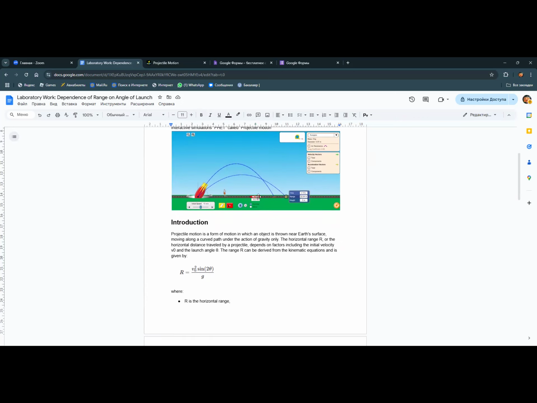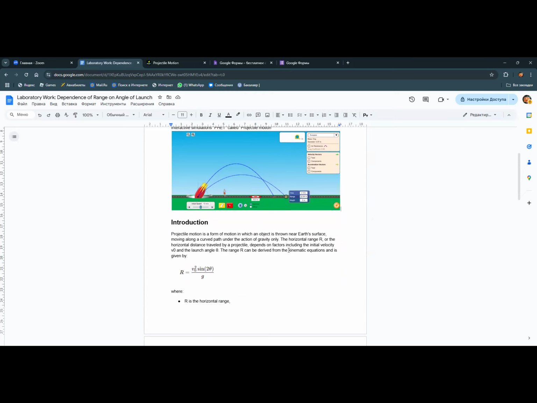First of all, our introduction. Projectile motion is a form of motion in which an object is thrown near the Earth's surface, moving along a curved path under the action of gravity only. The horizontal range R, or the horizontal distance traveled by a projectile, depends on factors including the initial velocity, v sub 0, and the launch angle theta.